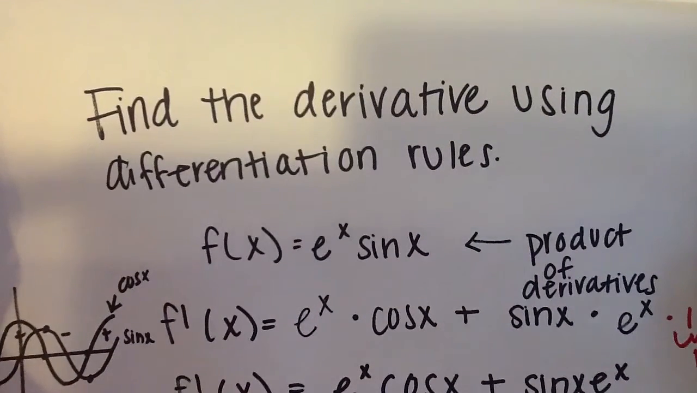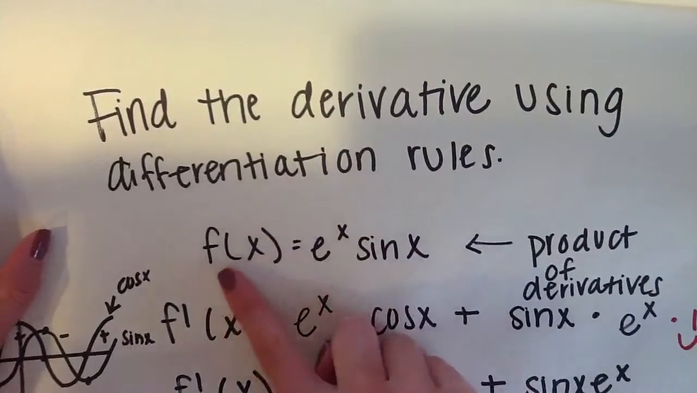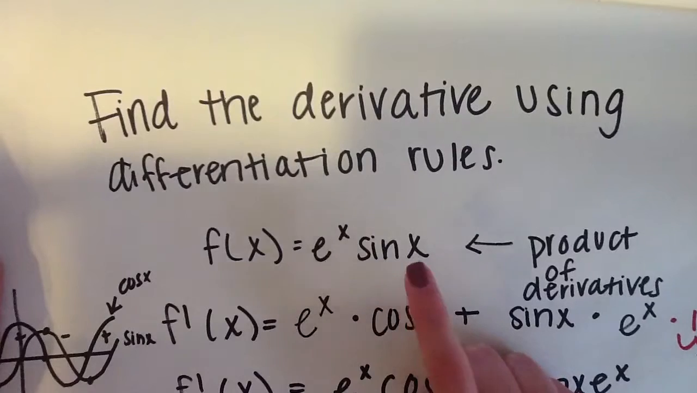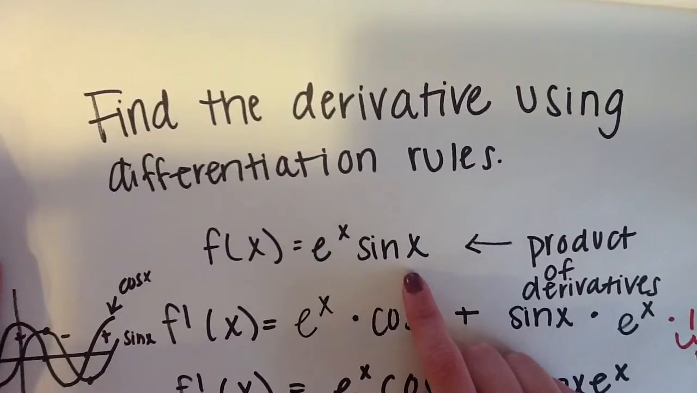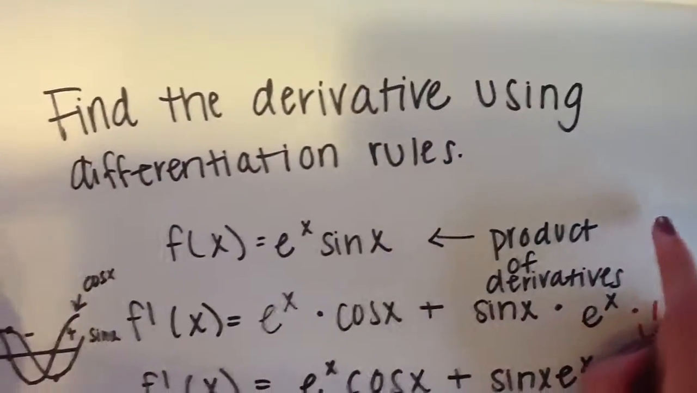We're going to be finding the derivative using differentiation rules. Our function is f of x equals e to the x times the sine of x. In order to find the derivative of this, we're going to have to use differentiation rules for products of derivatives.